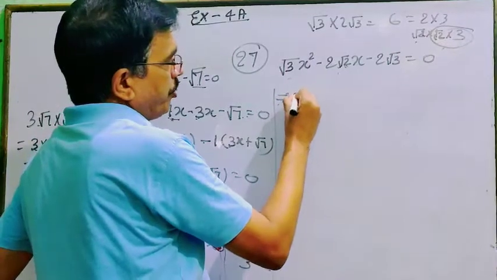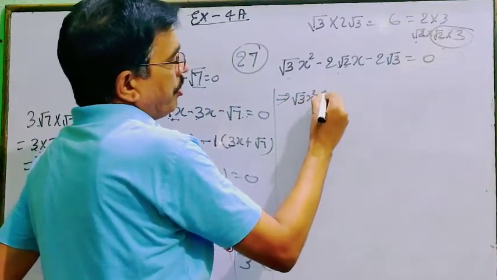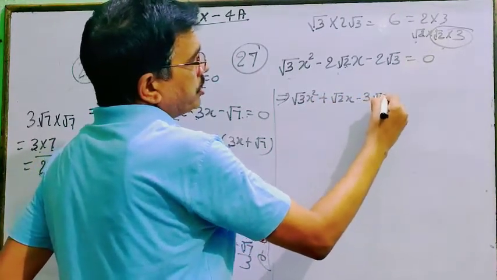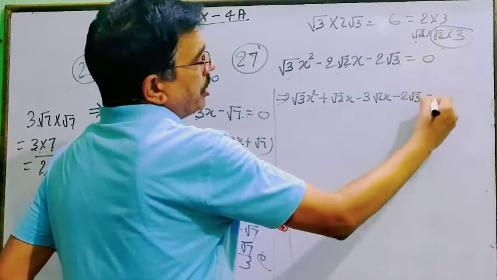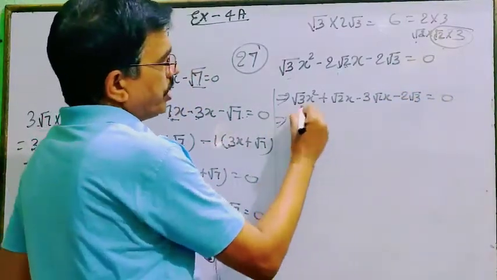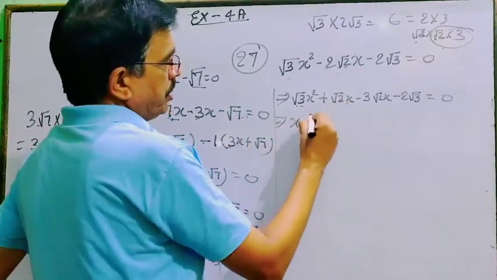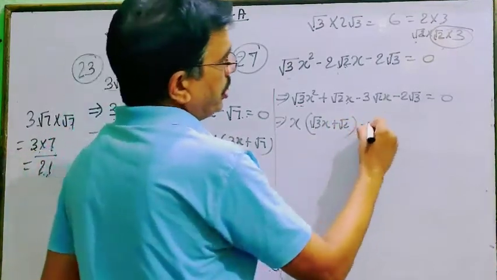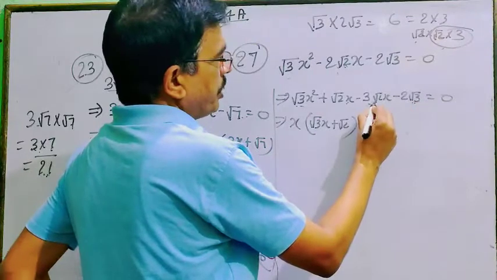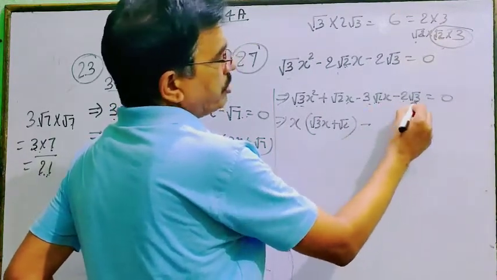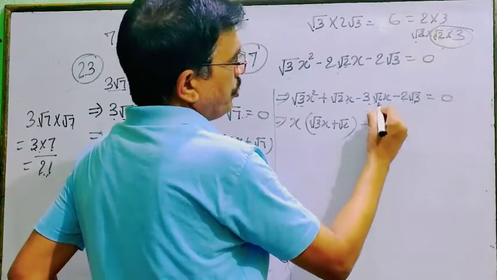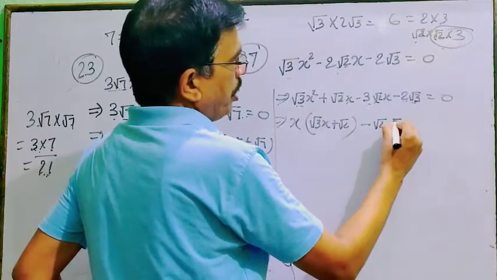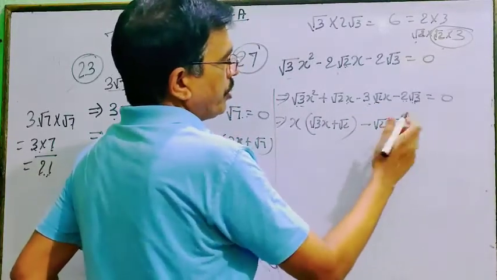So you write here root 3x square plus root 2x and minus 3 root 2x minus 2 root 3 is equal to 0. What is common here? Only x. Then root 3x plus root 2. Here what is common? Common is root 2 and root 3 also. That is, root 2 is common, present here and also present here. And root 3 is also present here. Root 2 into root 3.